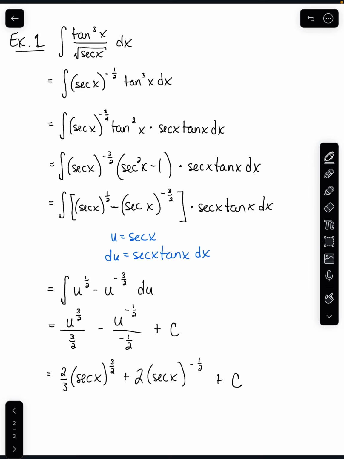So this was an example of splitting off a secant x and a tangent x. Let's take a look at another example. This time, it will be a situation where we have to split off a secant squared of x. This time, our integral is secant to the fourth of 3x times tangent cubed of 3x dx.